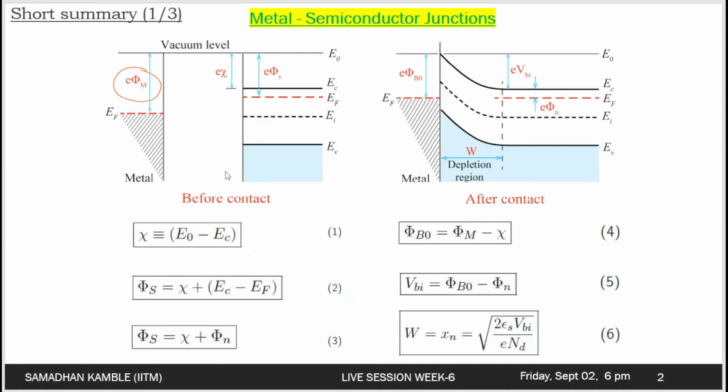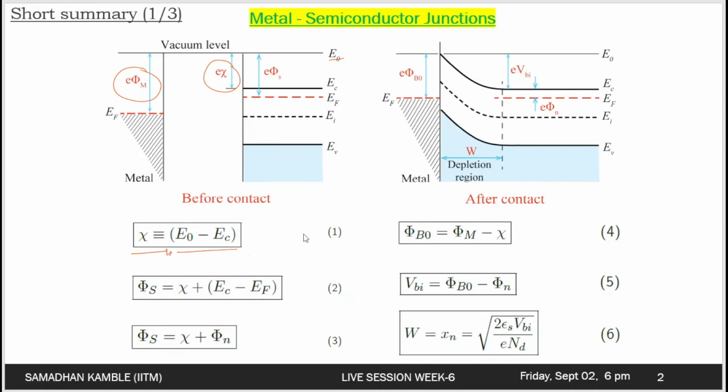Then the electron affinity, so this parameter. Electron affinity is defined as the difference in energy between the reference vacuum level, that is E0, and the conduction band energy of the semiconductor, and it is also an invariant fundamental property of the specified semiconductor. So chi, which is the electron affinity, is given by E0 minus EC.